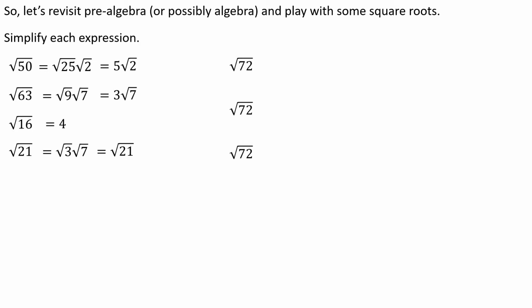Oh boy, now what if I start coming across something where maybe it's not quite so obvious which pair of numbers I should choose? So I'm going to do the square root of 72, and you can see that I've got it set up not once, not twice, but 3 times.